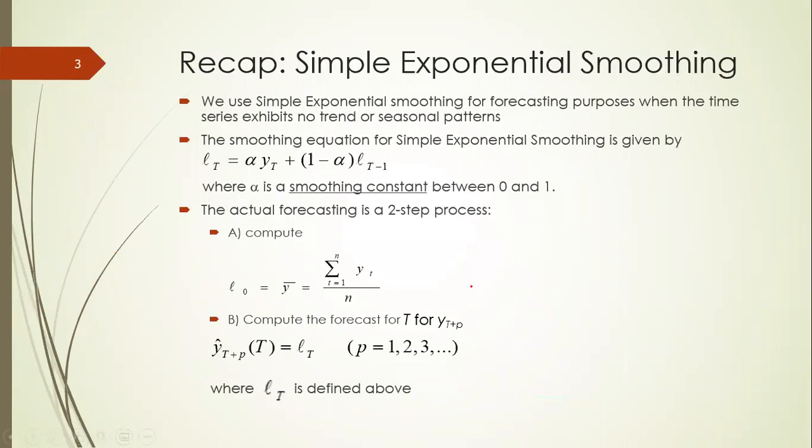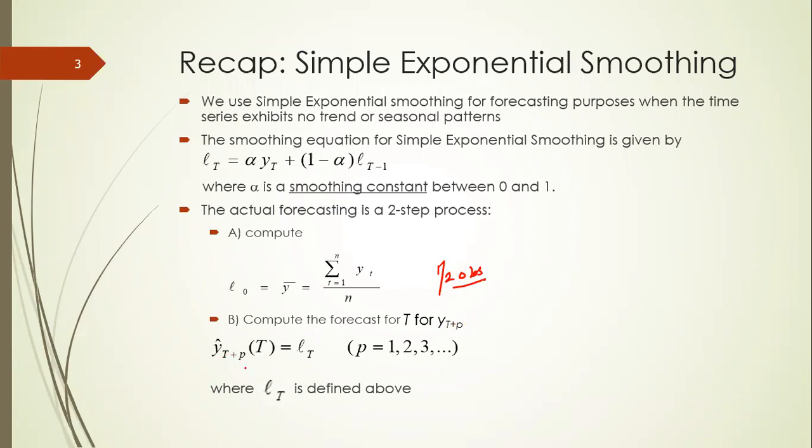We just did a quick recap on the other page, but over here, this is the updating smoothing equation for simple exponential smoothing. Alpha is a smoothing constant between 0 and 1. The forecasting is a two-step process. We do a computation with only half the number of observations, and then we compute the forecast for yt plus p.